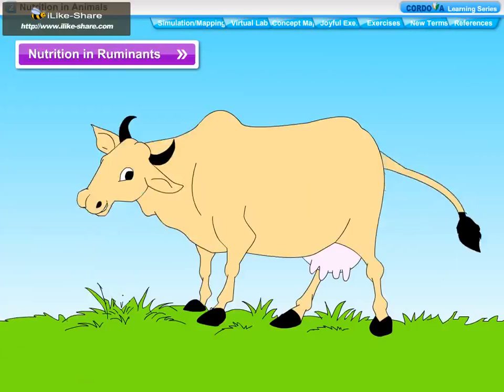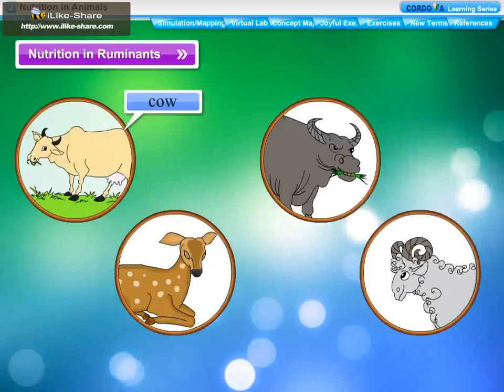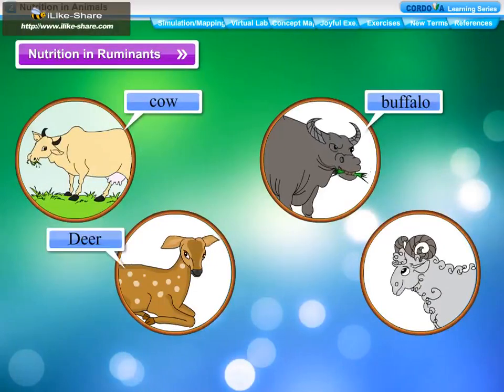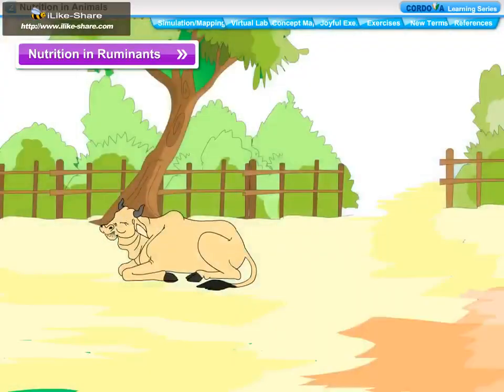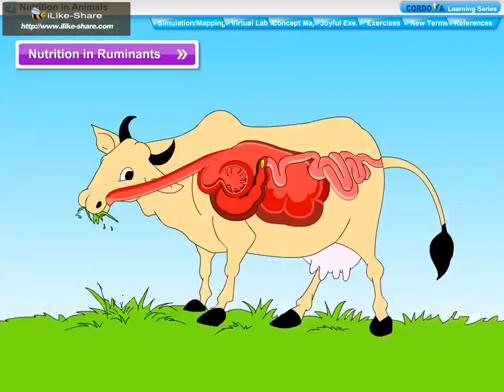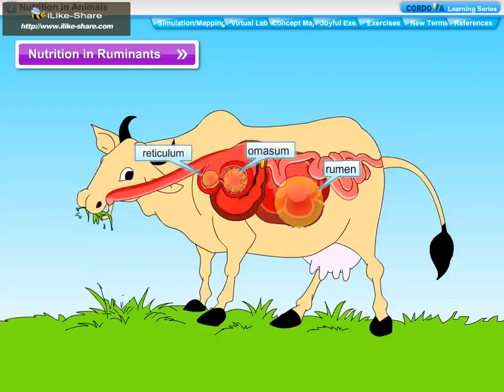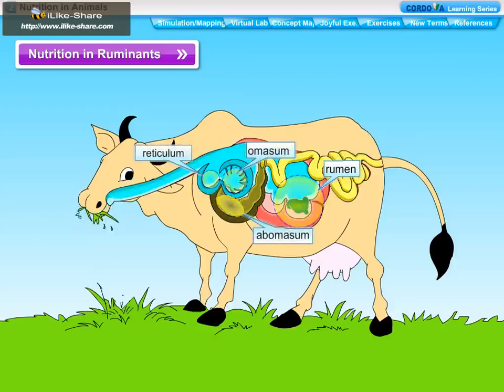Nutrition in ruminants. Certain grass-eating animals such as cows, buffaloes, deer and sheep quickly gather food, chew the food rapidly, mix it with saliva and swallow it hurriedly. In ruminants, the stomach is divided into 4 chambers. They are the rumen, the first chamber, the reticulum, the second chamber, the omasum, the third chamber, and the abomasum, the fourth chamber. Such a stomach is called compound stomach.